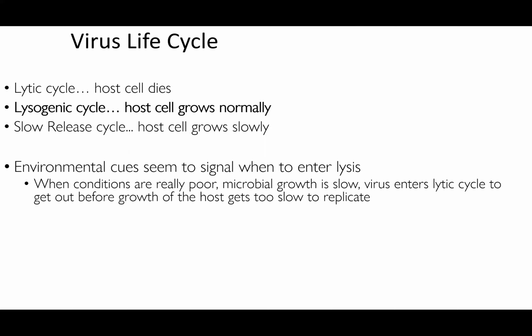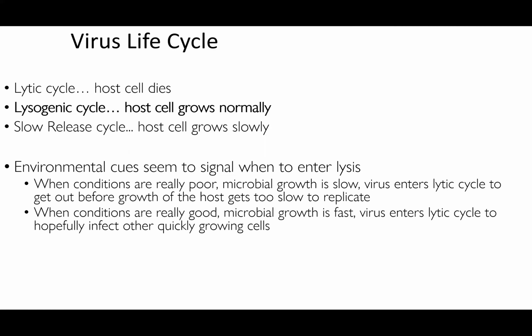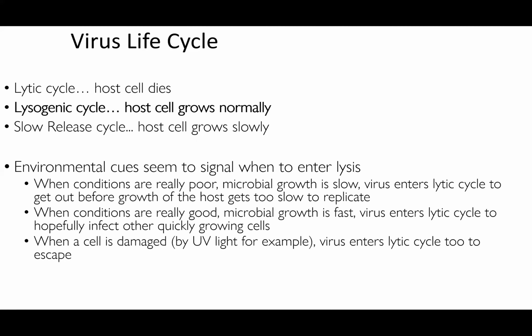And the idea being is that the environment itself ends up selecting whether the host will enter lysis. So, for instance, when conditions are particularly poor, microbial growth is slow, the virus will typically enter a lytic cycle to get out before growth of the host gets too slow to replicate. When conditions are really good and microbial growth is fast, the virus will enter a lytic cycle to hopefully infect other quickly dividing cells. And when a cell is damaged, for example, by ultraviolet light or heat, the virus will enter a lytic cycle to escape. And when things are just right or okay, it will enter that lysogenic cycle. But again, it ultimately depends on the environment that the virus is in.